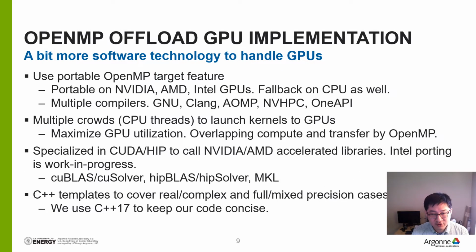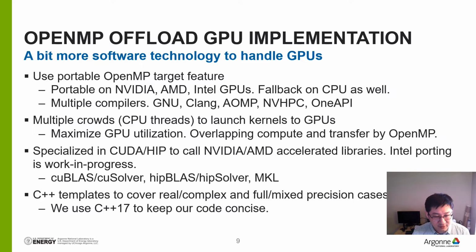A bit more about GPU porting. In the pre-Exascale and Exascale machines, GPUs are from different vendors. So we chose to use the OpenMP target feature to make QMCPACK portable on those vendor GPUs. OpenMP target also has a feature that allows you to fall back on CPUs for debugging. That's a very nice feature. Right now, for each vendor GPU, there are multiple compilers available.